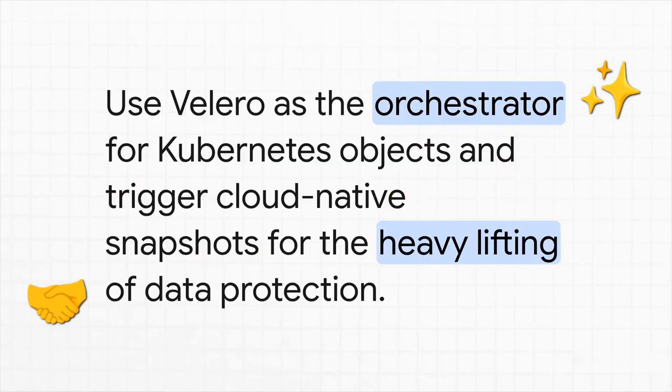So, and this is the crucial point, this is not an either-or decision. Not at all. The professional playbook uses both. You use Velero as the orchestrator, sort of the brains of the operation, to back up all of the Kubernetes objects, and then you configure it to trigger those super fast, super reliable cloud-native snapshots to do the heavy lifting of protecting the actual data.